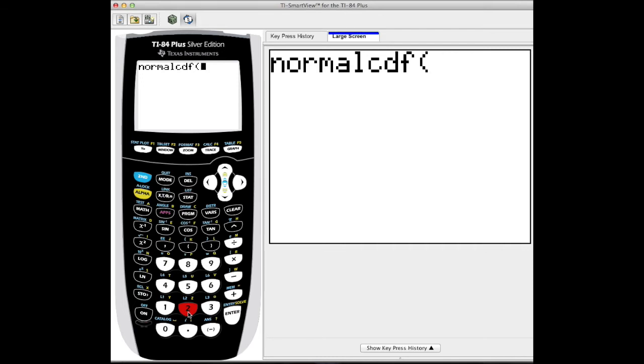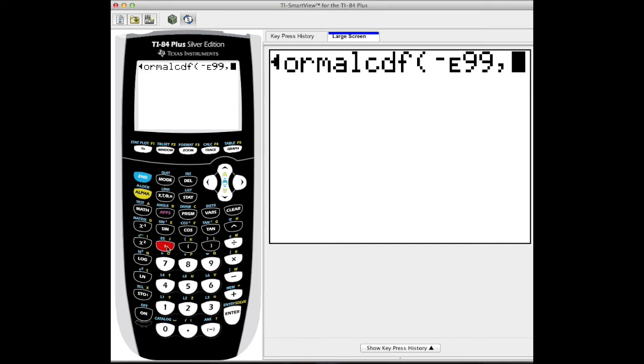Now for the lower boundary, there is no negative infinity button on the TI-83 or TI-84, so what you can do is type in a very small number. If we say negative, and then you can see these 2 little capitalized E's, negative E99 stands for negative 10 to the 99th. So it's a pretty small number. We use that in place of negative infinity or positive infinity.